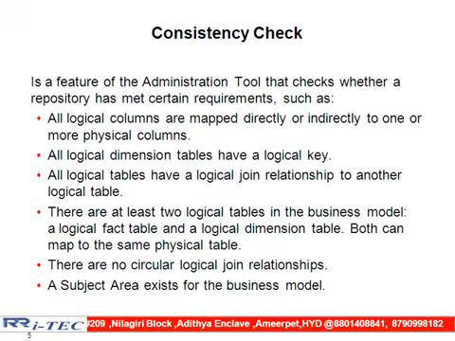One is a fact table, one is a dimension table. Of course, both may be coming from the same physical table. Next, it checks whether any loops or circular joins are available or not. Last one, each and every business model must have a subject area or not.